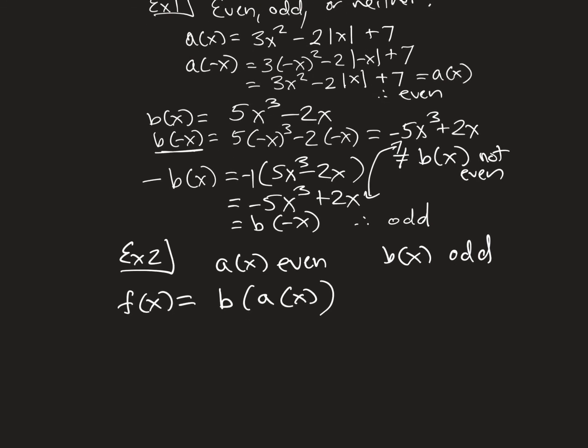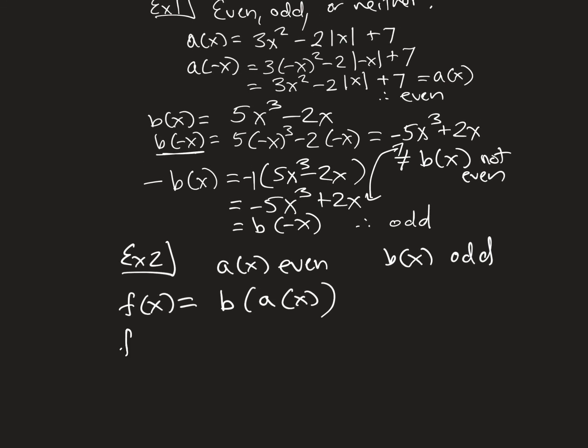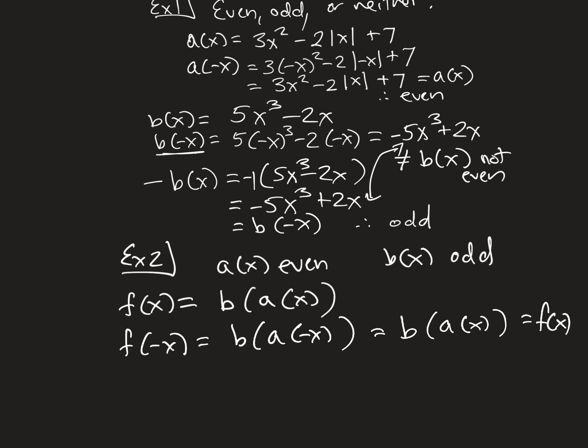Okay, so the way I test is just as before. Always start by plugging in negative x. So there's only an x in the inner function first because it has to go through that. But a of x is even. So a of negative x is just a of x. So done. We saw that f of negative x, we just get back f of x. So we're going to say this is even.